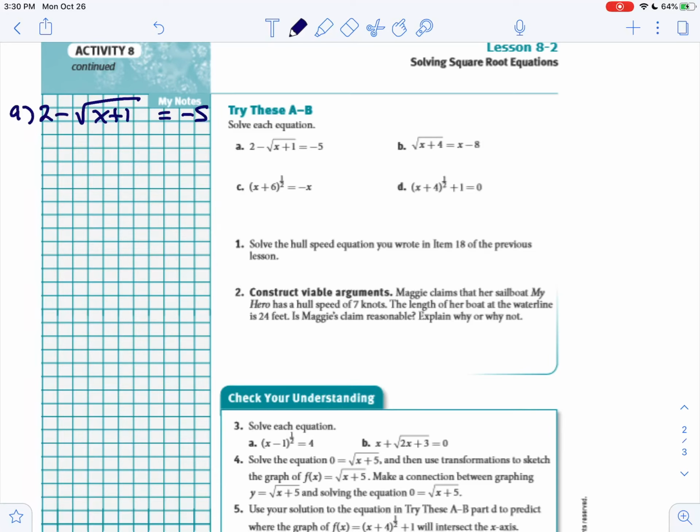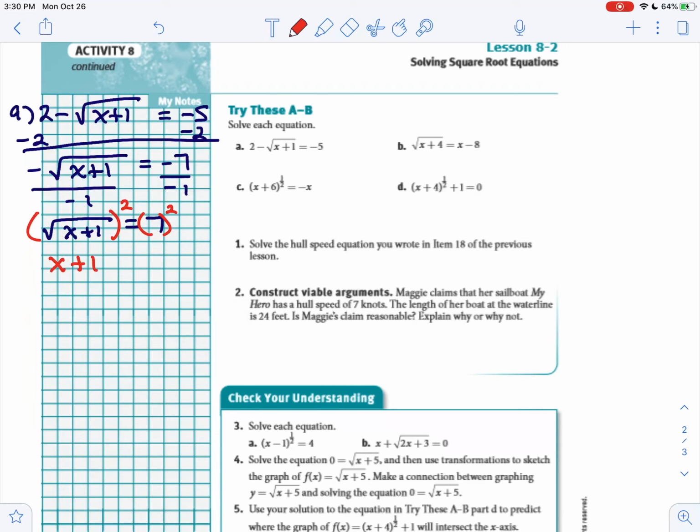In part A, we have 2 minus the square root of x plus 1 equals -5. We want to start by isolating the radical. We want to get the radical all by itself on its side. I'll begin by subtracting 2 on both sides. That leaves negative square root x plus 1 equals -7. Then divide by -1 on both sides. The square root of x plus 1 equals 7.